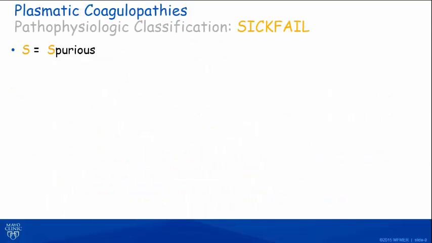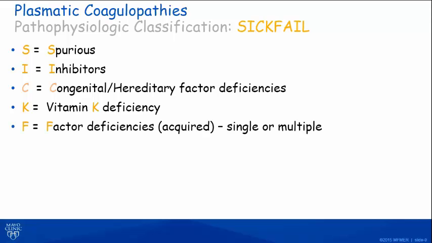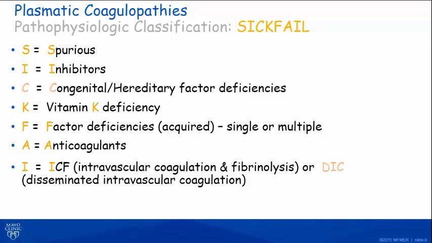So here's the listing of 8 conditions that can cause prolonged clotting times. We'll go through these each separately, briefly, and not necessarily in the order in which I show them here, but it's easy to remember them if you remember this mnemonic. Spurious, inhibitors, congenital, vitamin K, other kinds of factor deficiencies which we'll define, anticoagulants, inhibitors, liver disease: "SICK FAIL."